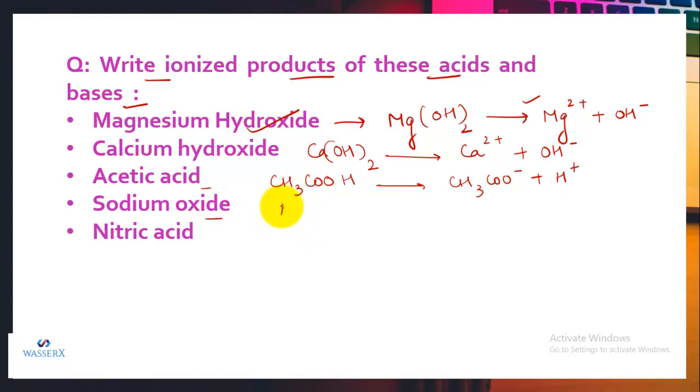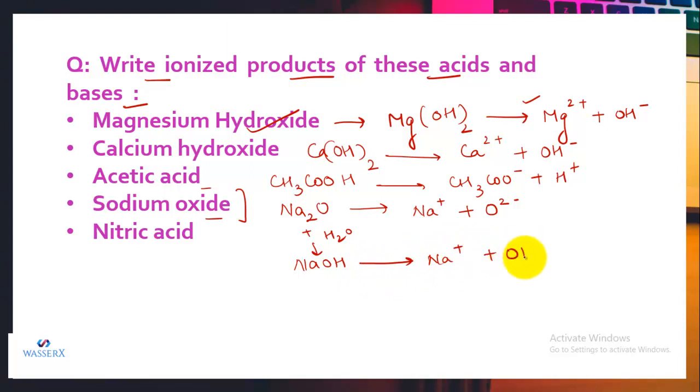Let's do it for sodium oxide. Sodium oxide is Na2O. When it dissociates, it will form sodium ions and the oxide ion. But if sodium oxide is dissolved in water, it will form NaOH. It forms sodium hydroxide and gets dissociated as Na+ and OH-. But in this case, it was just sodium oxide, so you are going to write only this equation. Next, we have nitric acid. Nitric acid is HNO3. When it dissociates, it will form a hydrogen ion and a nitrate ion. So this is how we can ionize these given acids and bases.